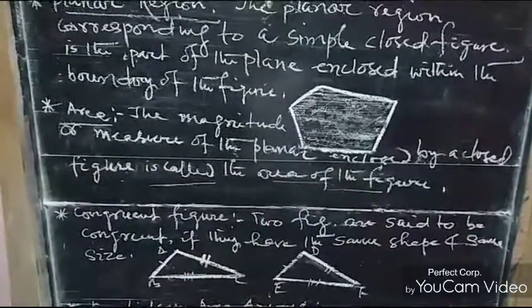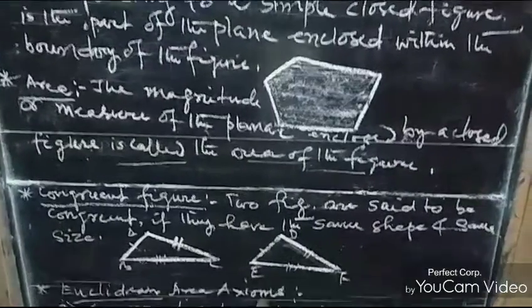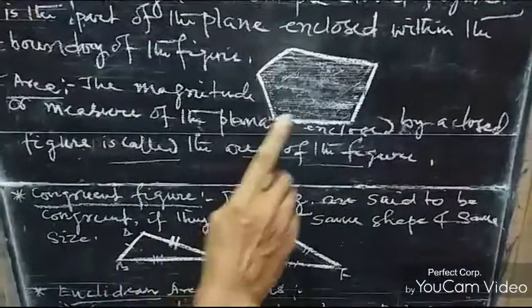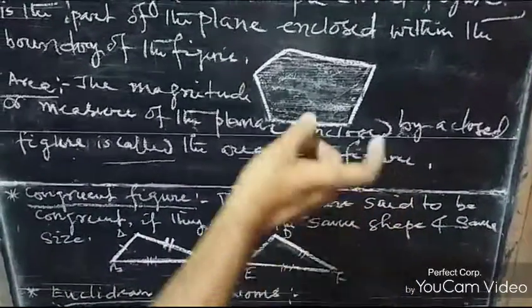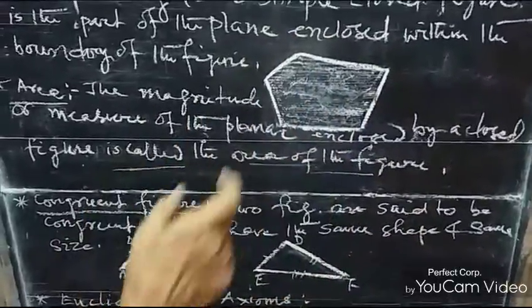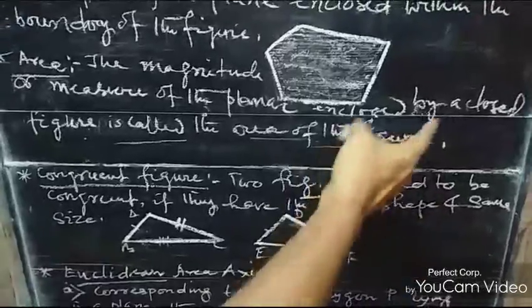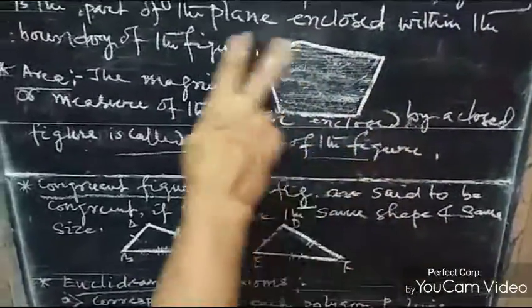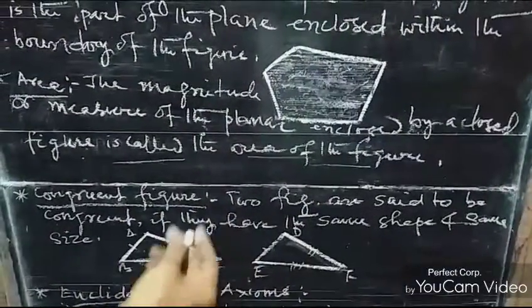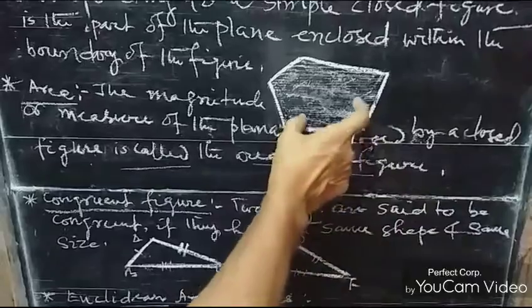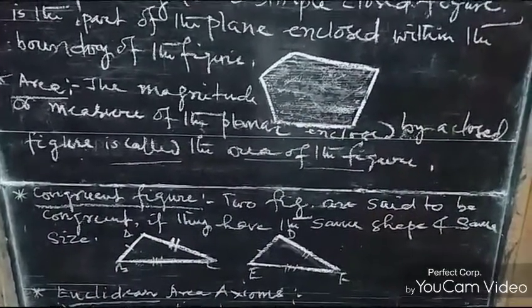Now, congruent figures. What are congruent figures? Two figures are said to be congruent if they have the same shape and the same size. That is, their magnitudes are the same and the shapes are also the same. We have already learned the congruency of triangles. Here, congruency applies to any simple closed figure, where the shape and the magnitude are the same. That is a congruent figure.